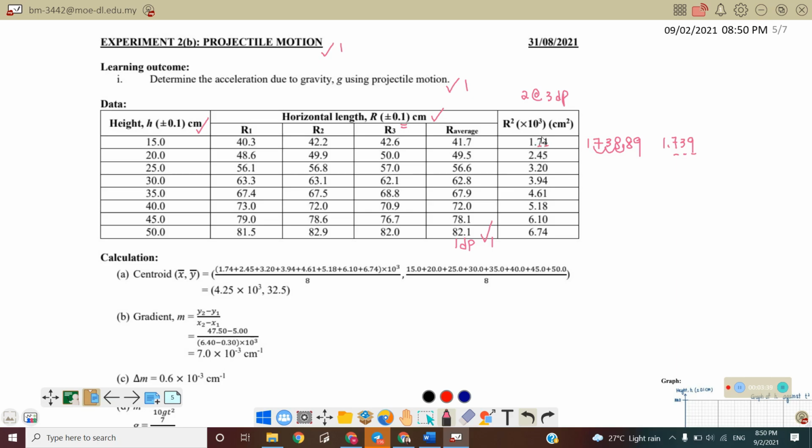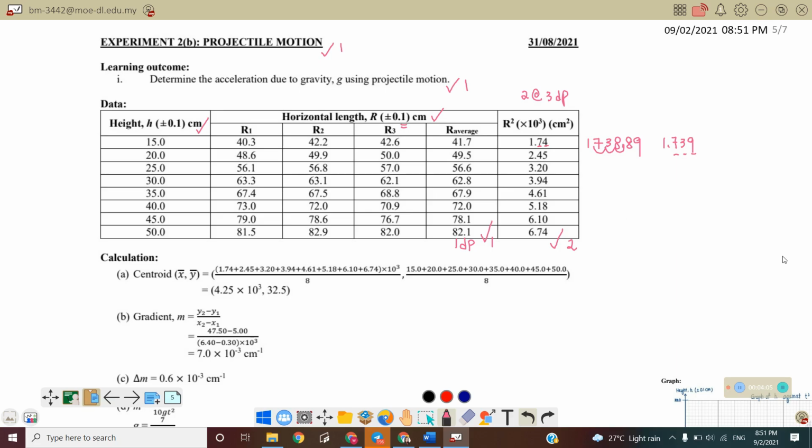If you want to write 2 decimal places, all must consistently be 2 decimal places. If you want to write 3 decimal places, all must consistently be 3 decimal places. If you calculate correctly, you will get another 2 marks, because you must follow the decimal places and you must press the calculator correctly.